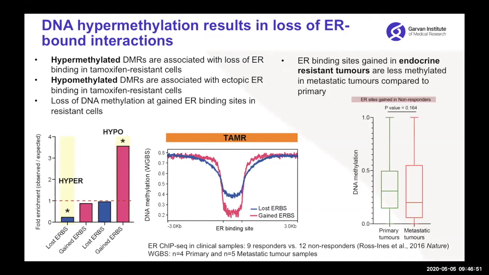And importantly, when we looked at ER binding sites that were gained in endocrine resistant tumors from the public data, we saw less methylation in those metastatic tumors in whole genome bisulfite sequencing from metastatic tumors as compared to primary tumors. However, we only have a couple of tumor samples to look at. So this association is not significant, but we're looking at getting more samples soon.